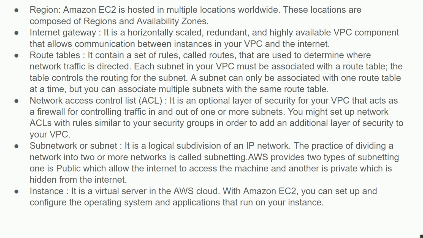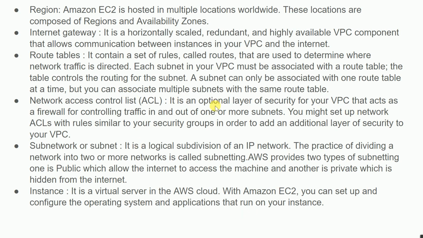So if I create one subnet, public or private, that subnet is associated with one route table. The same subnet cannot be associated with multiple route tables. But you can associate multiple subnets with the same route table. Like if I created 5 subnets, then I can associate all 5 subnets to one route table.